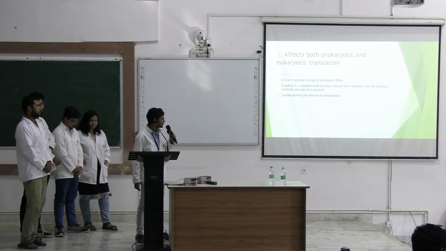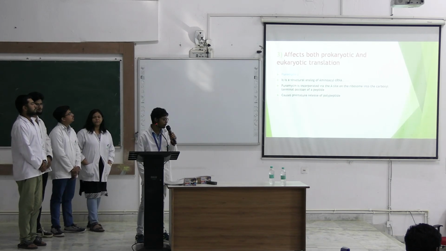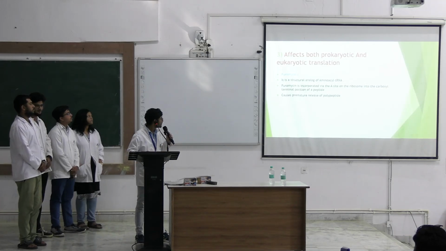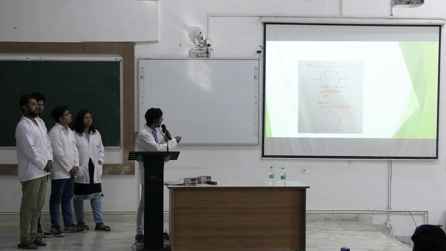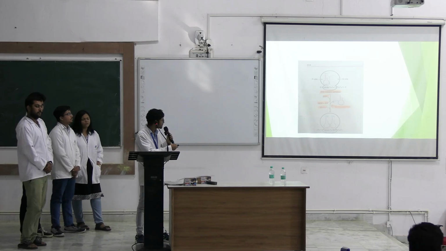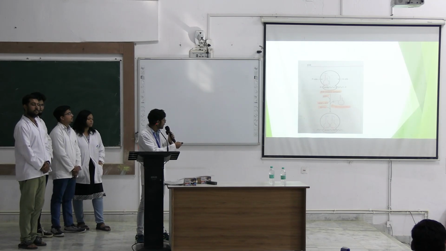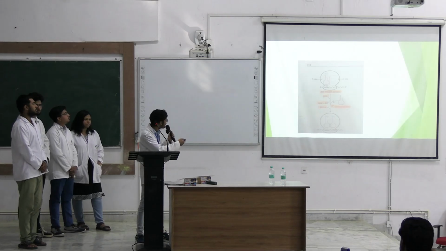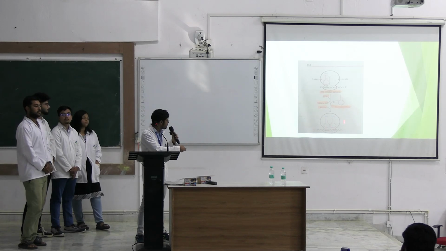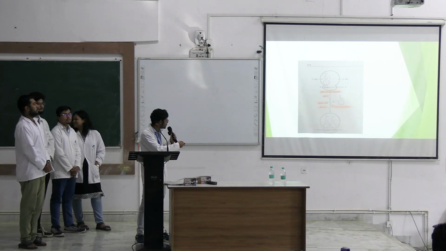Some drugs inhibit both prokaryotic and eukaryotic translation, for example puromycin. Puromycin is a structural analog of aminoacyl tRNA, meaning it has structural similarity to the aminoacyl tRNA. It interferes with the A site and inhibits the translation process, because the site is not empty further.